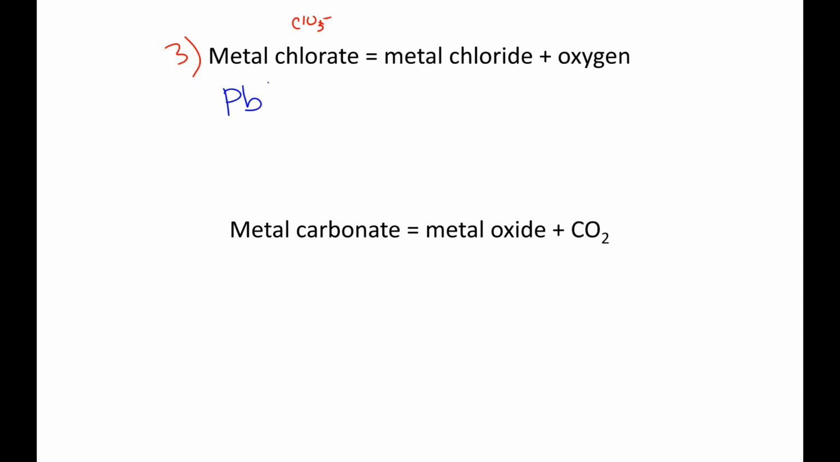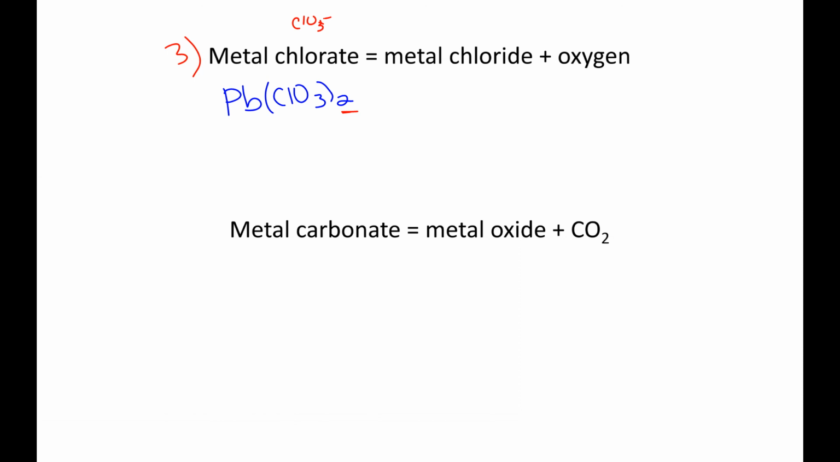So Pb(ClO3)2. Now this 2 right here tells you what the charge on lead is. Sometimes you can look on the periodic table, but lead is one that you cannot. So you've got to keep that in mind when you make your product.